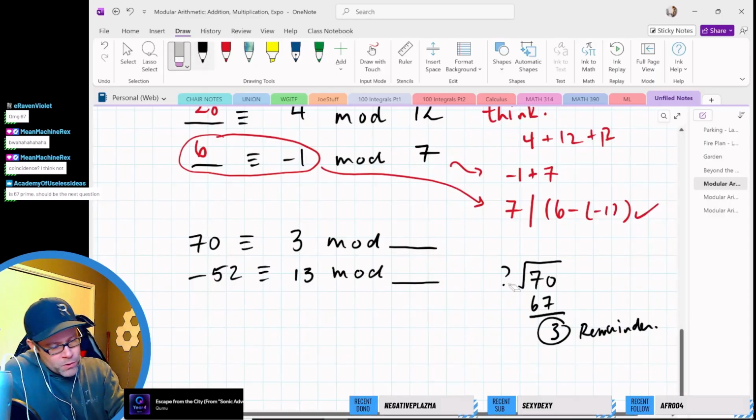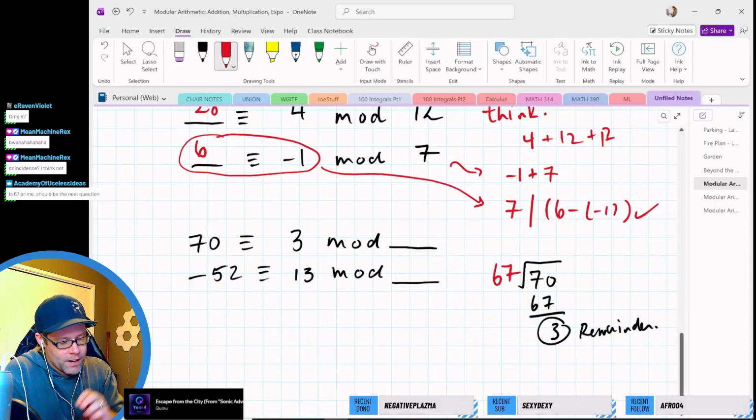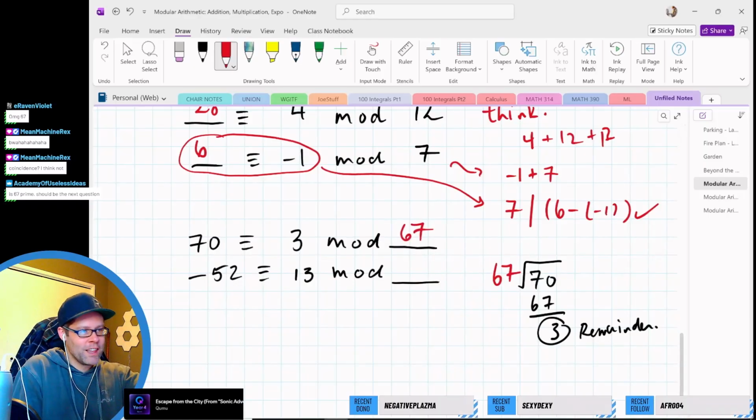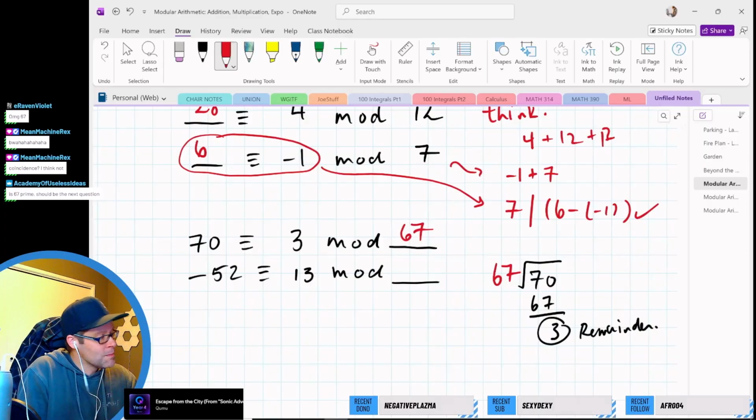So yeah, I suppose one way to make this work is just to take 67 as the thing we're dividing by, right? And we could just put that in there. 67 goes into 70 once with a remainder of 3. That would work. Slim is asking a very good question, which is, is 67 prime? That might be important a little bit later, right? It's nice to have prime modulos, and we'll see why in a little bit.